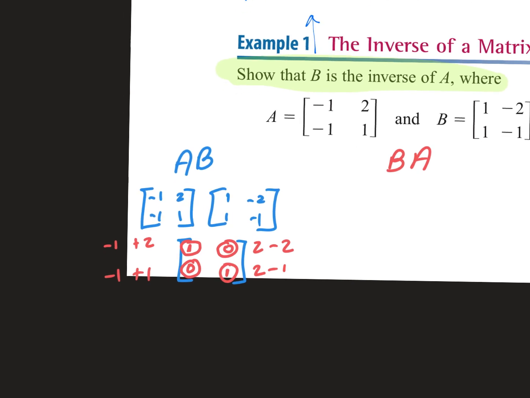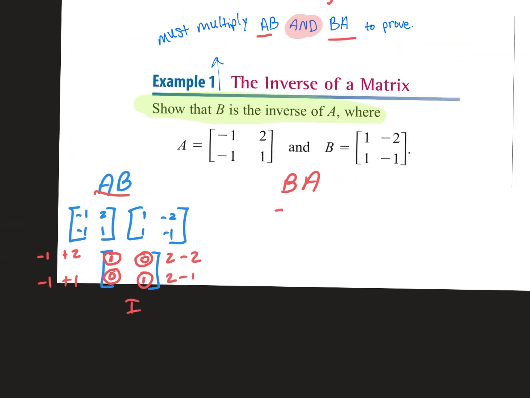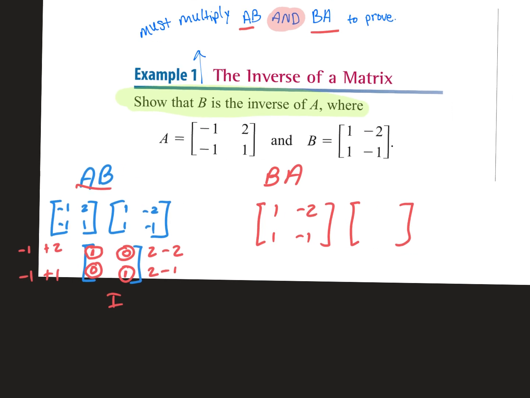If you notice here, when we multiplied A times B, the identity matrix was the product. Now we're going to do the exact same thing, but put B first. B, 1, 1, -2, -1, times A. Again, we can multiply these together because the inside dimensions are the same, and the outside dimensions give us our answer. My A matrix is -1, -1, 2, and 1. If you multiply A times B and the identity matrix presents itself, and then you do it backwards and it presents itself again, then you have proven that the matrices are inverses of each other.